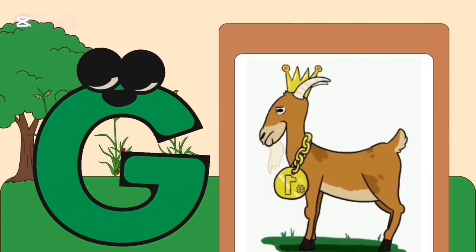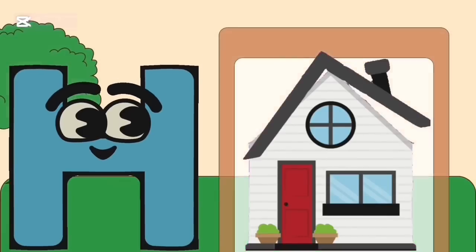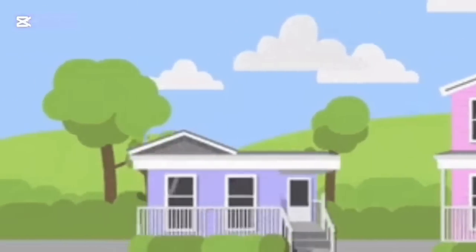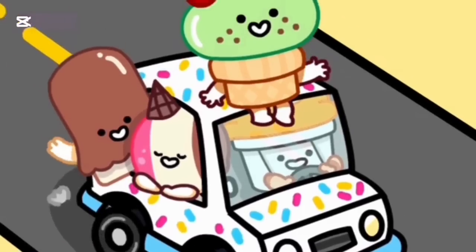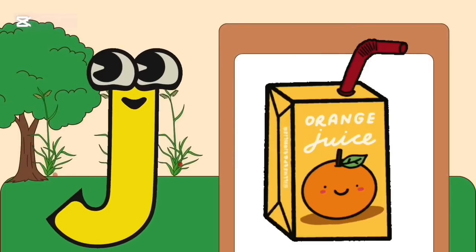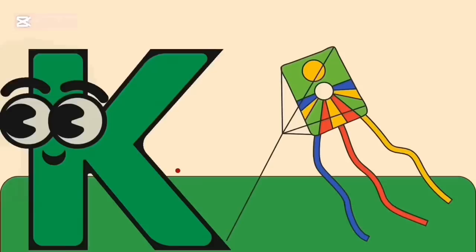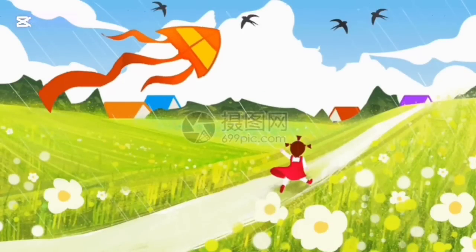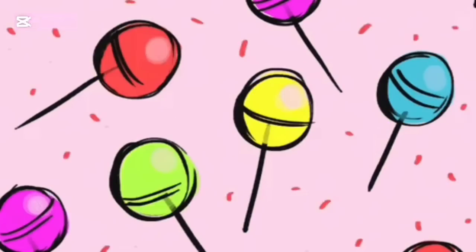Fish. G is for goat. Goat. H is for house. House. I is for ice cream. Ice cream. J is for juice. Juice. K is for kite. Kite. L is for lollipop.